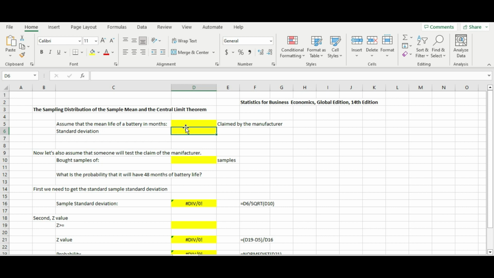So we will be learning today how to do the sampling distribution of the sample mean and the central limit theorem using Excel. This is my reference book, Statistics for Business and Economics, Global Edition, 14th edition. As you can see here, I already have given all of the details that we need.